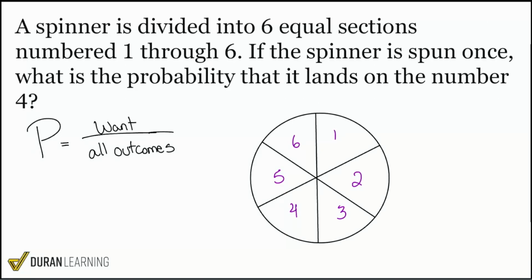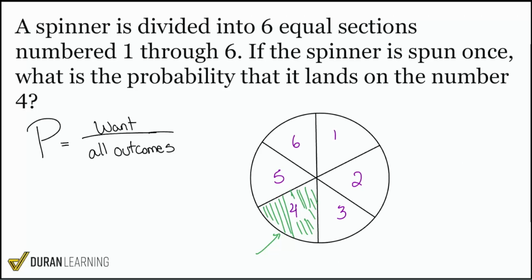So here we are. Let's take a look here, everybody. What do we want? We want to land on the number 4. When we take a look at this spinner, how many ways can we land on 4? Yeah, just once. Exactly, just once. Right here, let me use green to shade that in. There's one way that we can get the number 4.